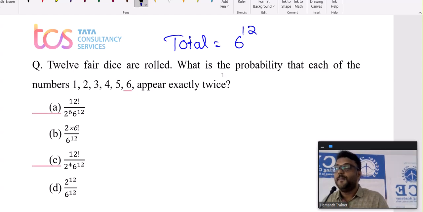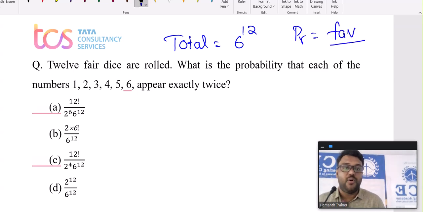That's the total. Probability is what? Simply favorable out of total. So the simple point is favorable out of total. You came to know the total. Now I have to see about favorable. What is the possibility? What is the probability? Probability means possibility. What are the chances? Okay, chances, possibility, all are the same.